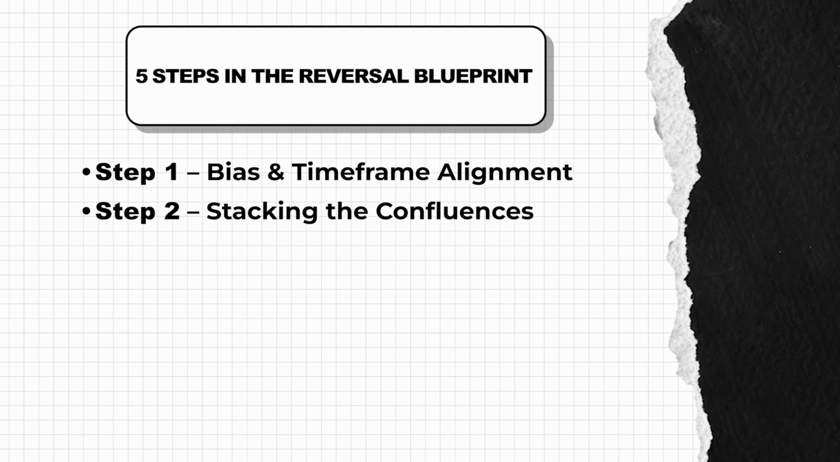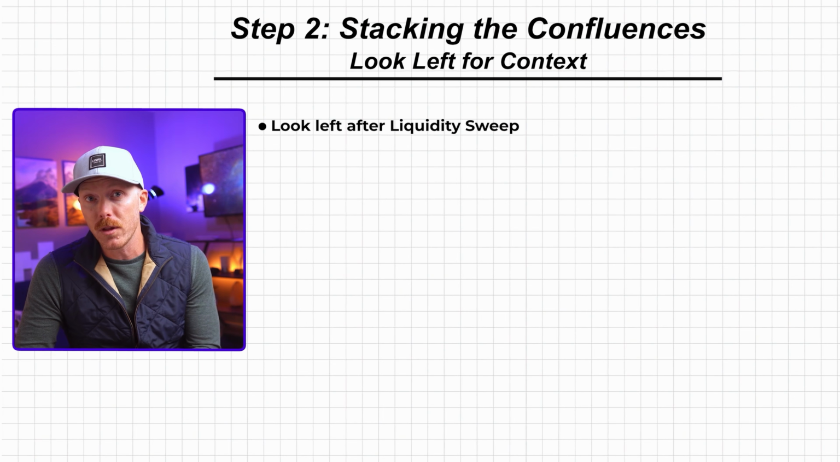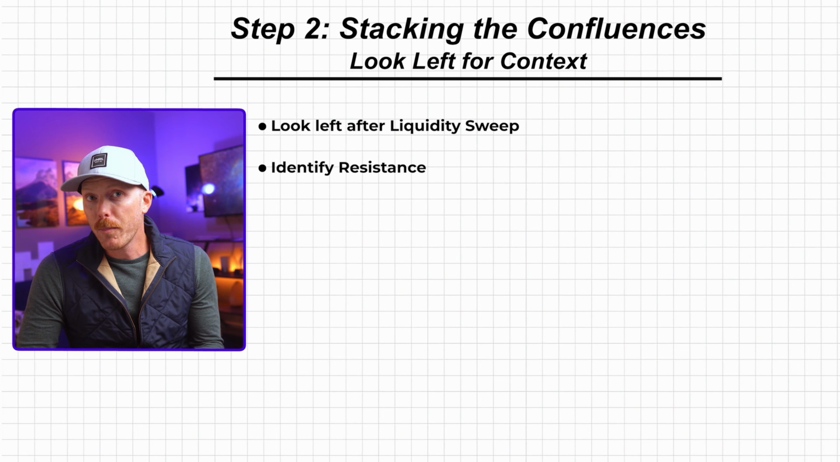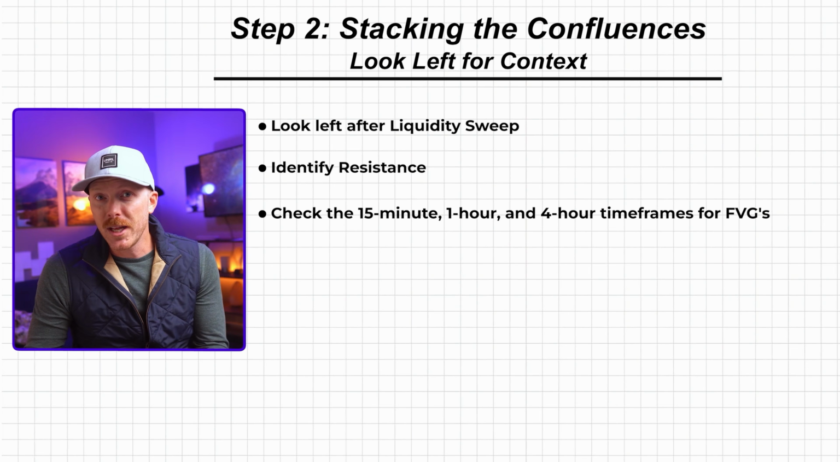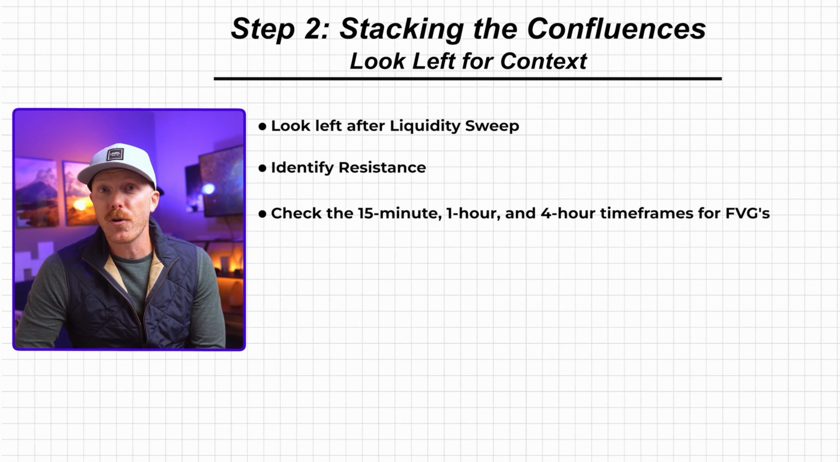The first thing that I do is look left from the liquidity sweep. I want to know what price is reaching into that could actually cause resistance if we're looking for a move lower. I'll check the 15-minute, 1-hour, and 4-hour timeframes for any bearish fair value gaps that sit just near or above that sweep.